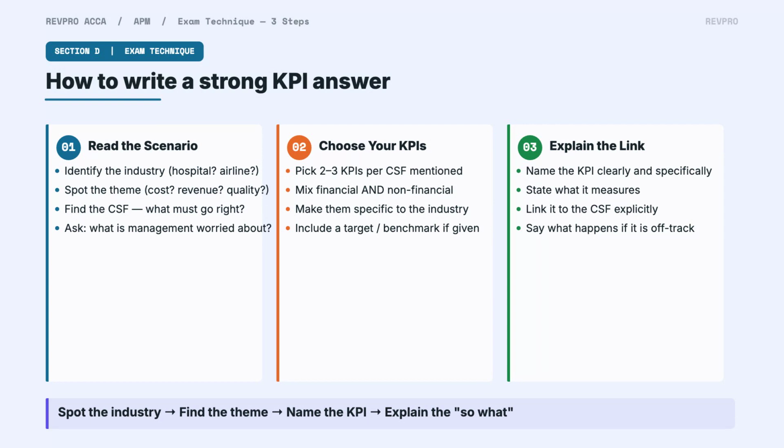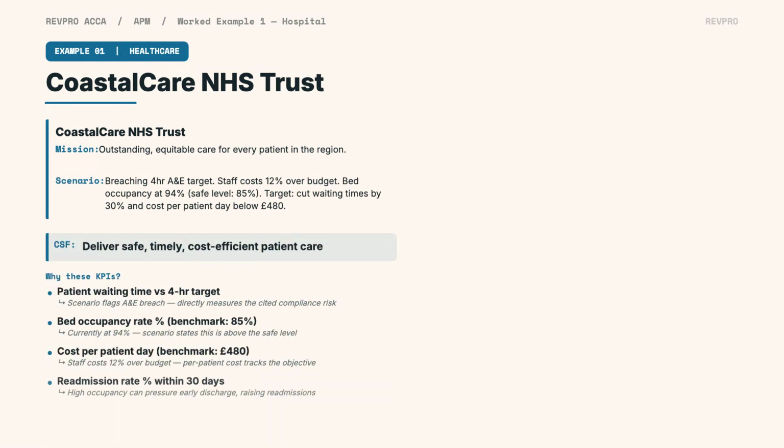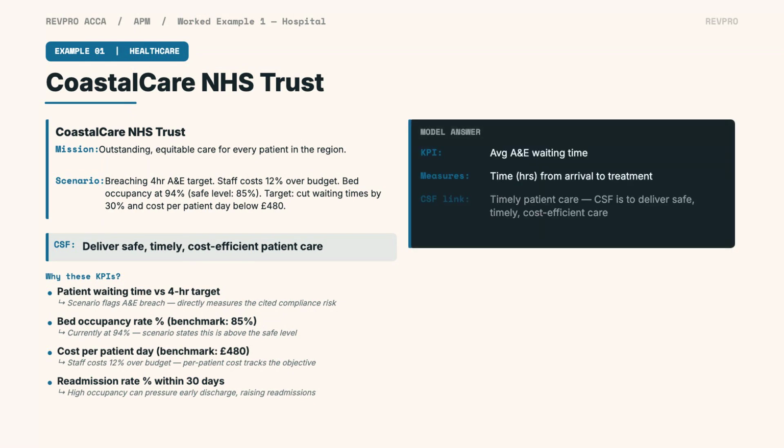Scenario 1. CoastalCare NHS Trust operates 3 regional hospitals. Its mission is outstanding, equitable care for every patient. Its target: cut waiting times by 30% and bring cost per patient day below the national benchmark of £480. The scenario tells us regulators have flagged a breach of the 4-hour A&E target. Staff costs are 12% above budget. Bed occupancy is running at 94%, well above the safe level of 85%. The CSF is deliver safe, timely and cost-efficient patient care.